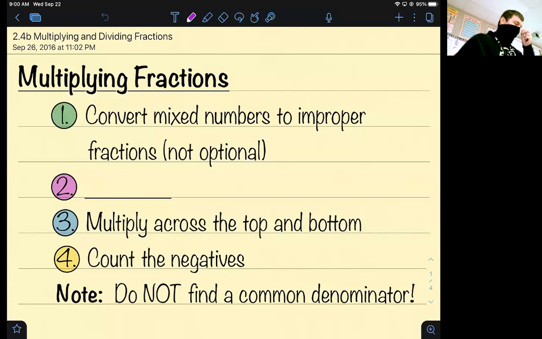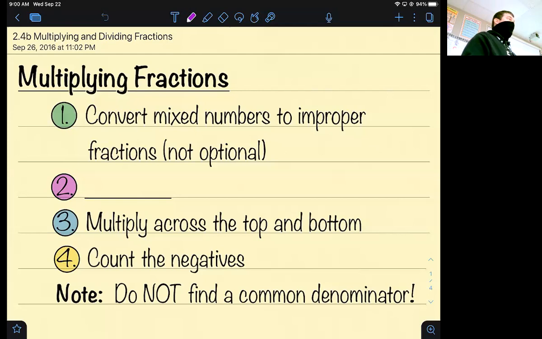All right, multiplying fractions, section 2.4, part B, part 2, our final part. We've separated decimals. We did decimals in part A. We did those yesterday. Fractions are today. We're still going to multiply and divide, but we're going to work with specifically just the fractions today.